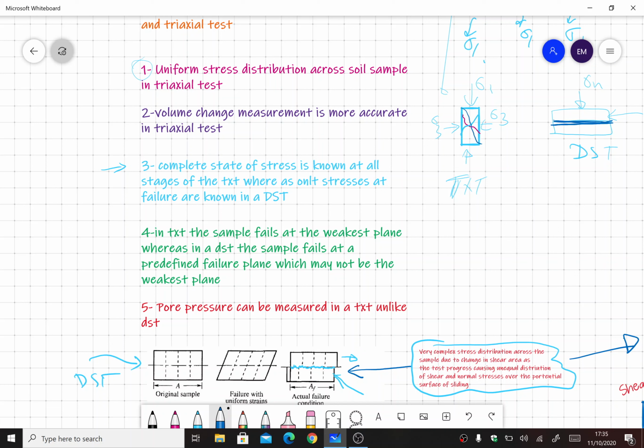Okay, so pore pressure can be measured in case of a triaxial testing, but we don't have anything to measure pore pressure in case of a direct shear test. So this is a little comparison between the direct shear test and the triaxial testing. Now moving ahead, let's see.